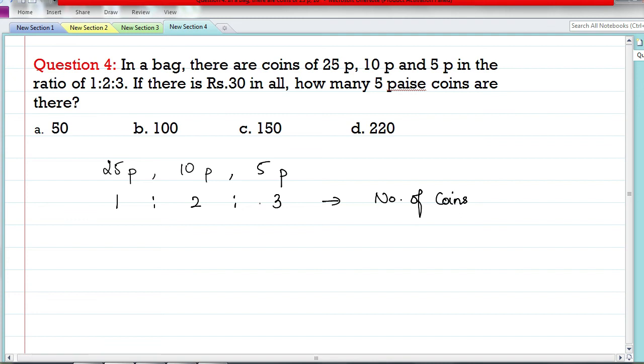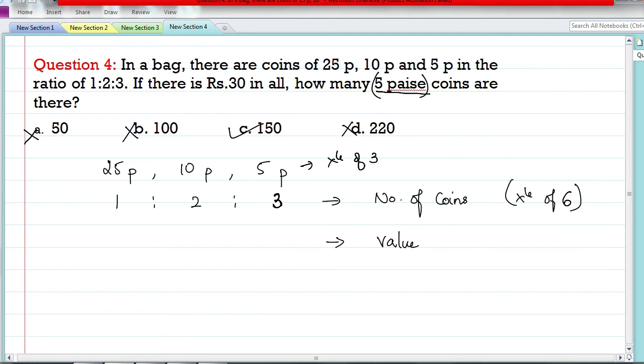Now, what is the question? You have to find the number of 5 paise coins. See, 5 paise coins in the ratio is 3, means the number of 5 paise coins must be a multiple of 3. Now 50 is not a multiple of 3. 100 is not a multiple of 3. So these two are not our answers. It can be 150, and 220 is also not a multiple of 3, so even this is wrong. So the only option available is 150. You can mark it straight away.